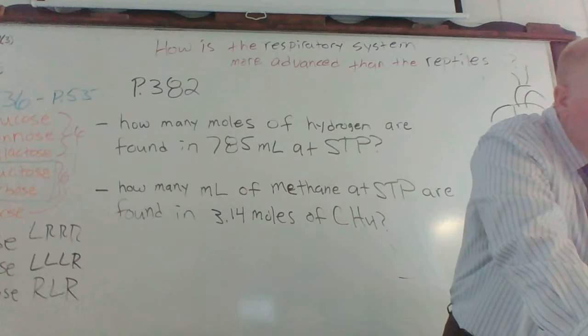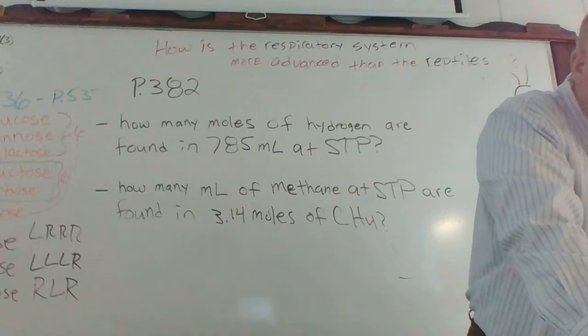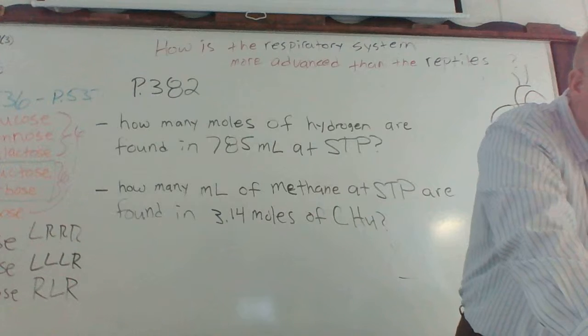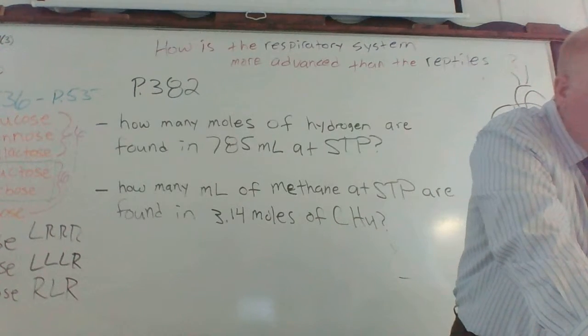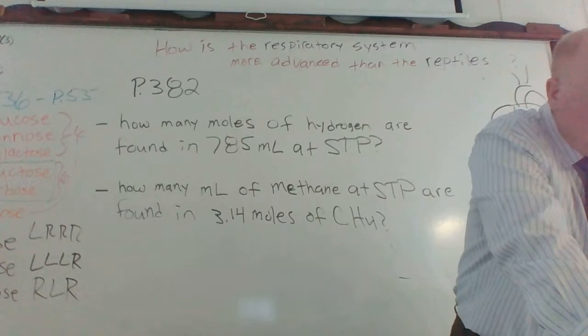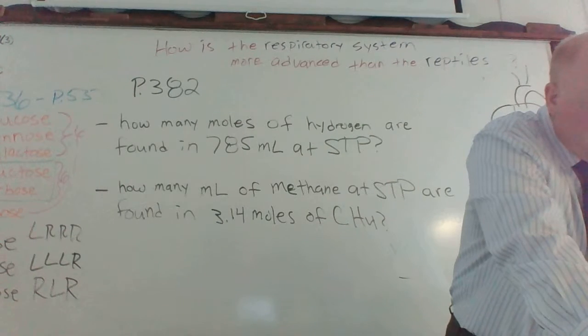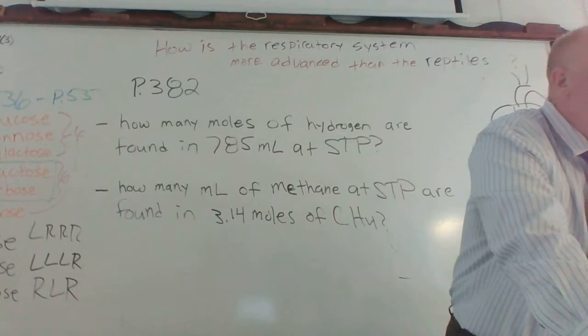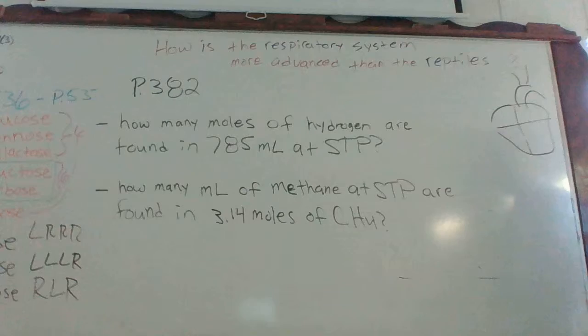So, knowing the volume of a gas, you can use 1 mole per 22.4 liters as a conversion factor to find the number of moles and therefore the mass of a given volume of a gas at STP. You can also use the molar volume of a gas to find the volume at STP of a known number of moles or a known mass of a gas.